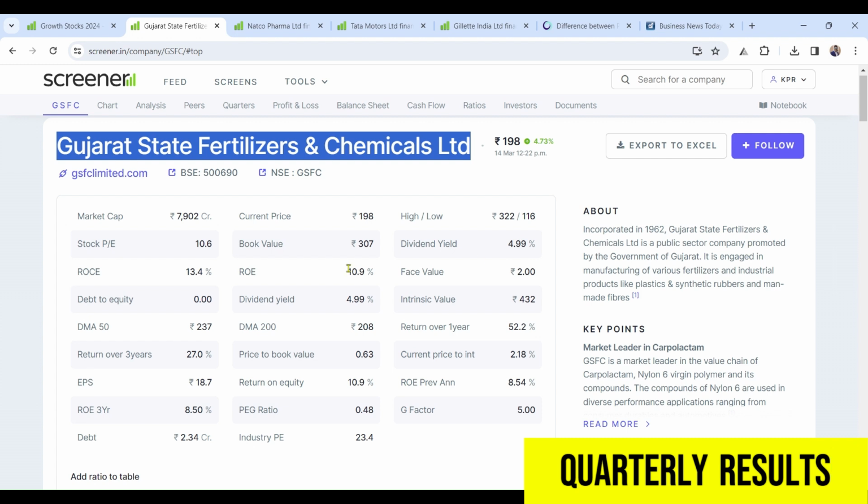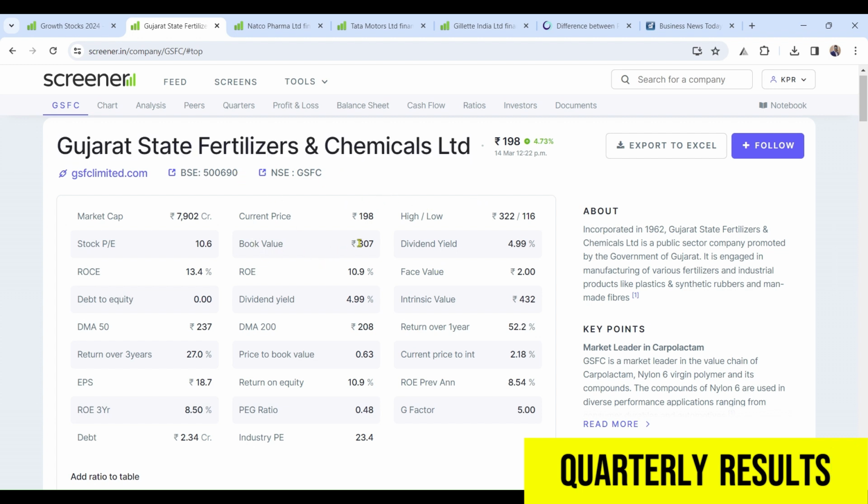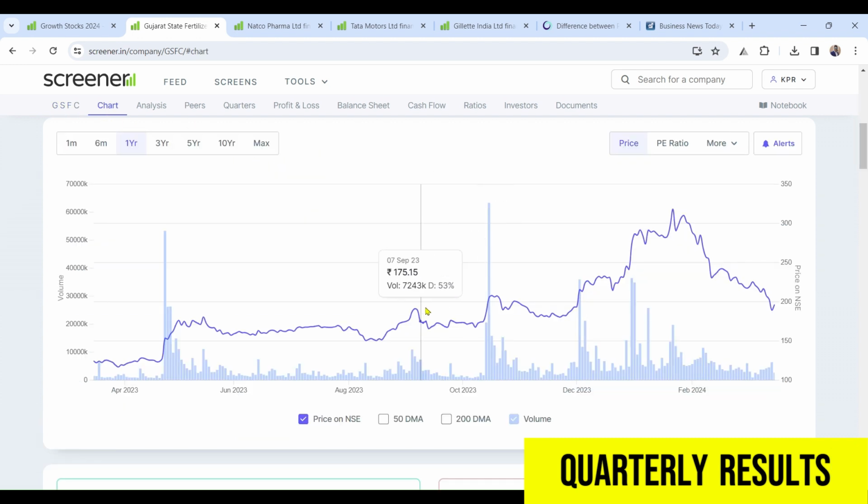Even the most attractive thing is that at that time the price was around 180, and if you see the book value, it's 307, and intrinsic it's 432, and it was available at 180. So it was a very undervalued and good stock. Then the stock price shot up. It started increasing from 180, and within 2 months it almost doubled. It went to 320. It was an extraordinary growth.